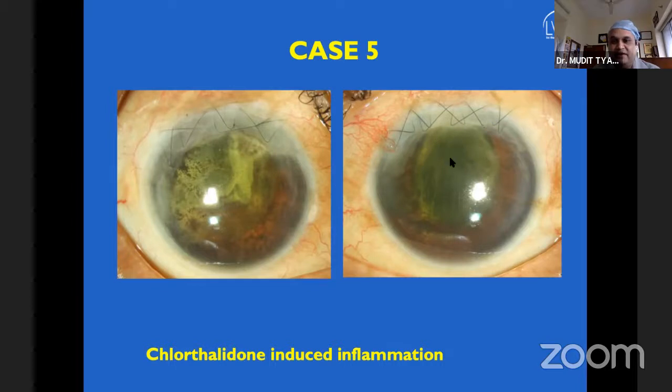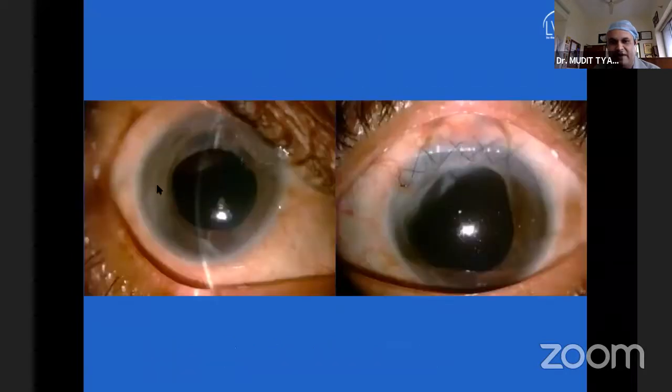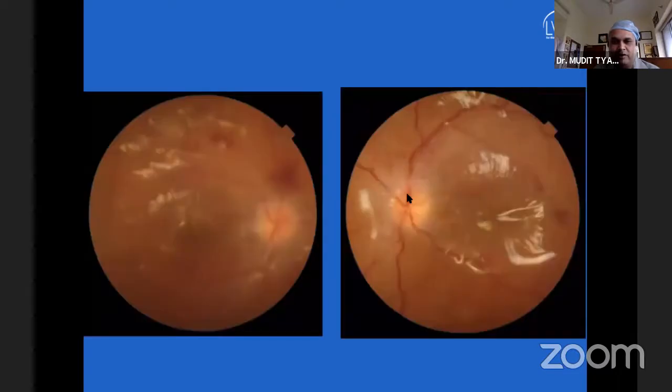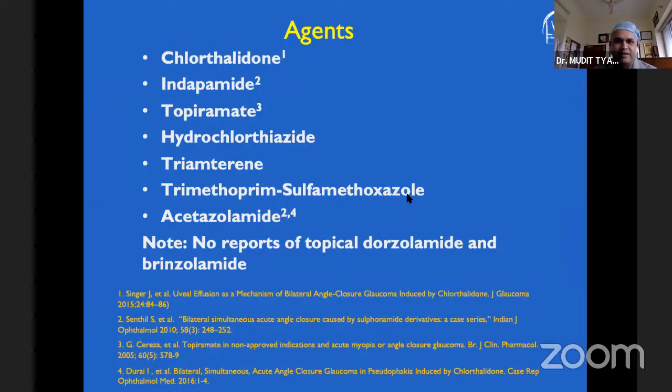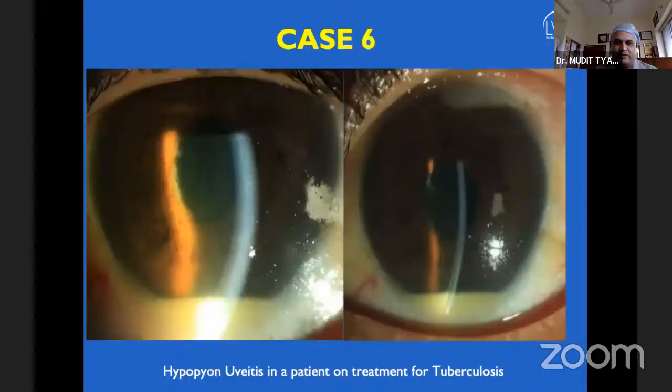She developed these intense membranes because of this misguided attempt at surgery, whereas all it needed was to stop chlorthalidone. We went ahead, did a membranectomy, removed those membranes and put oil inside the eye to take care of the hypotony. And this is how the eye was subsequently. But in a nutshell, please remember, when you see such an atypical presentation, keep in mind an index of suspicion for a drug-induced uveitis also.